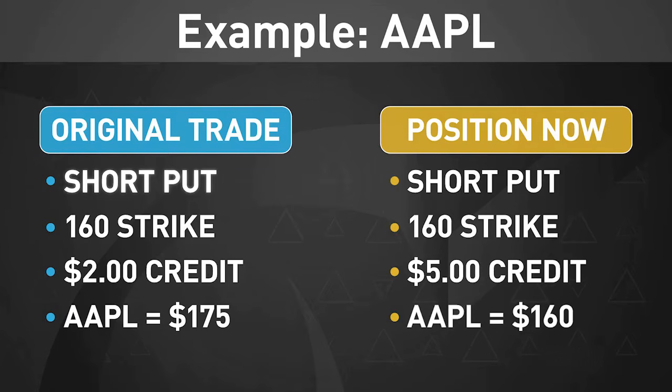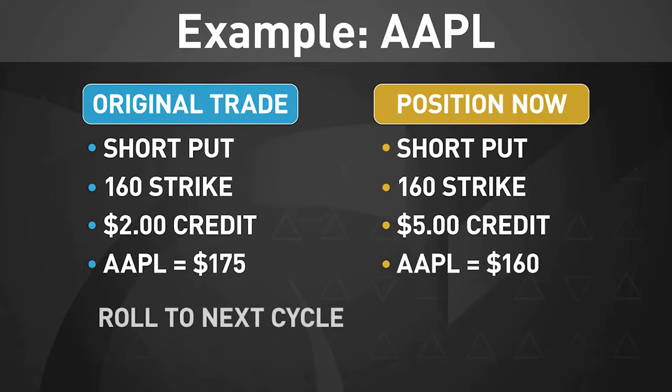Suppose you have a short put in Apple at the 160 strike that you originally sold for $2 when Apple was sitting at 175. Now Apple is also at 160, so your strike is being tested. And so your option is now selling for a $5 mark. Thus, you have a $3 loss on your hand. So you might want to roll this option to the next cycle.